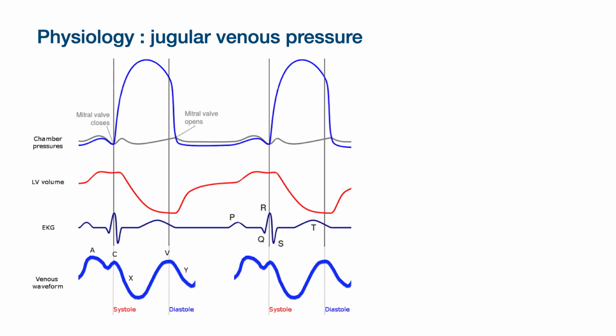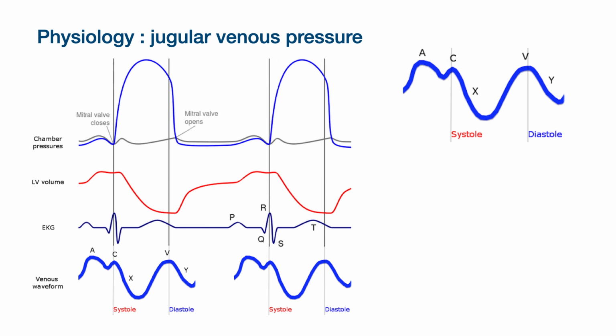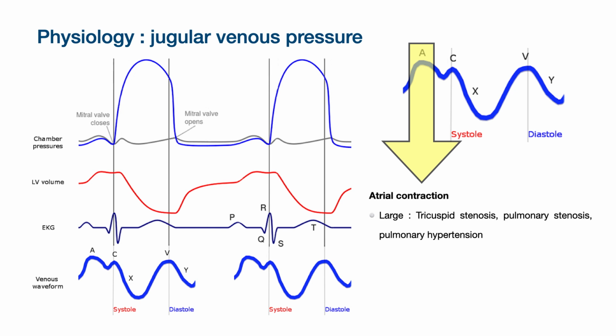Jugular venous pressure. As well as providing information on right atrial pressure, the jugular vein waveform may provide clues to underlying valvular diseases. A wave, which is atrial contraction. Large A waves are seen in tricuspid stenosis, pulmonary stenosis, and pulmonary hypertension. It is absent in atrial fibrillation.